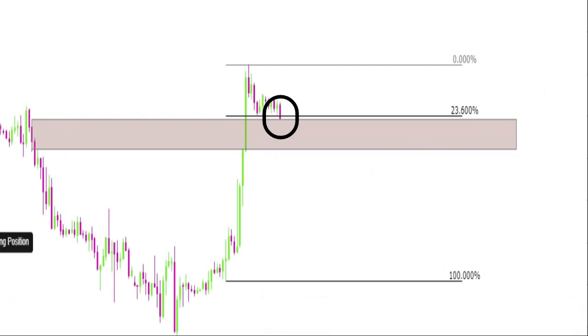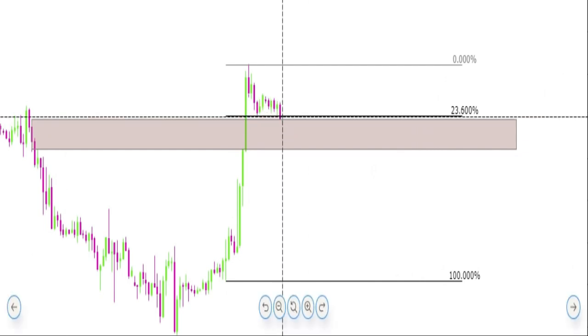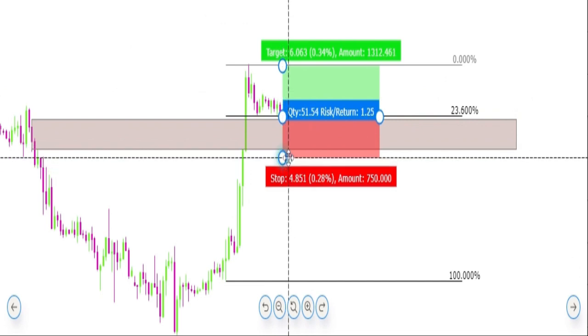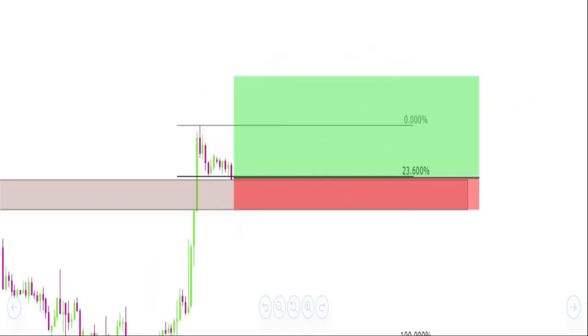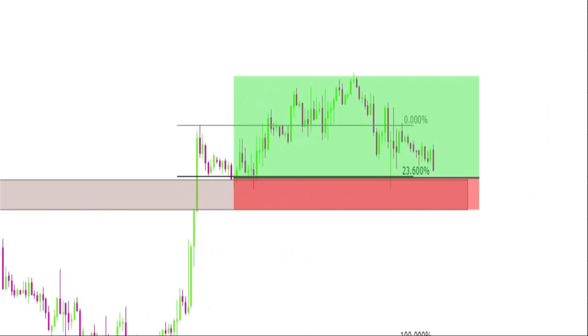Here is our entry point as the price reached the 0.236 fib level. We would keep our risk to reward ratio at 3:1. And as you can see, we ended up making a profitable trade. This brings us to the end of this video.